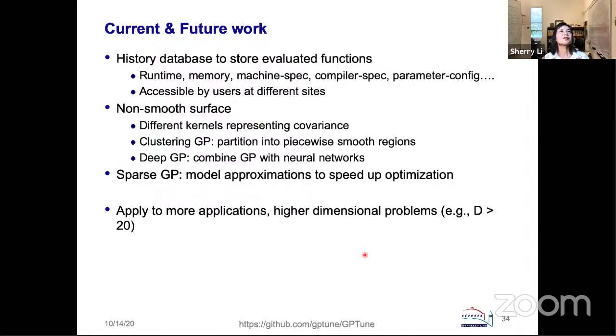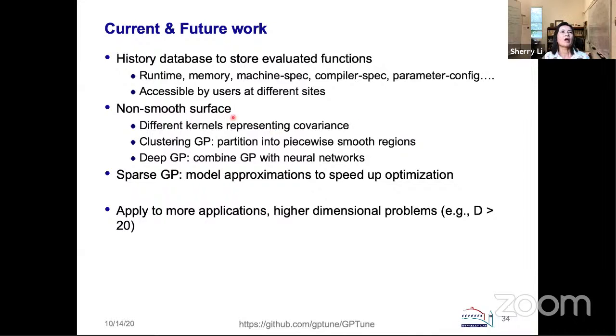So the last slide is about the current and future work. The first thing we're actively developing is a history database to store the already evaluated functions. Since the function evaluations are quite costly, we want to keep the record. In terms of content, we haven't quite settled. Certainly you want to record runtime, but also machine specification, compiler specification, library versions, etc. These all need to be saved in order for the results to be reproducible. And then we want this database to be accessible by the users, and also users can submit data into this database. So that will involve other issues like security. A lot of other issues we haven't discussed in detail.